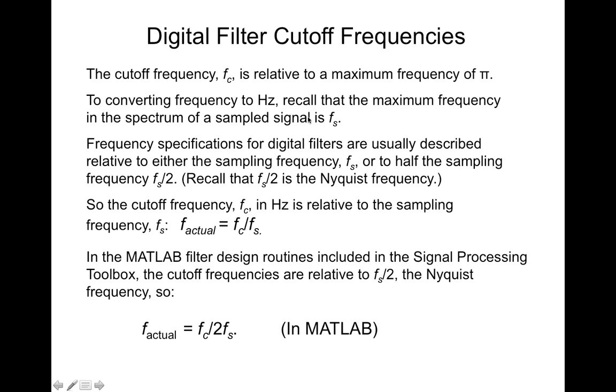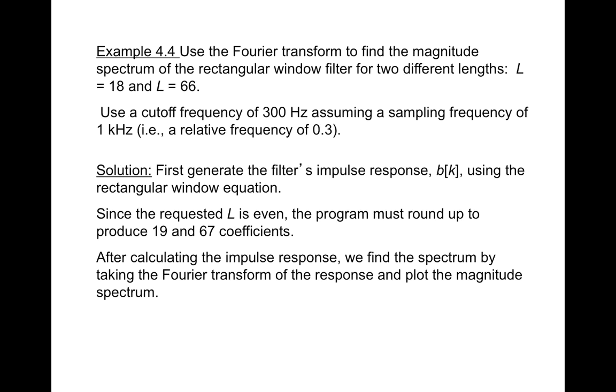So your cutoff frequency is relative to a maximum frequency of pi. And if you then want to convert that to hertz, you have to remember that the maximum frequency in the spectrum of a sampled signal is the sampling frequency. But then typically you want to obey the Nyquist criteria. So you want to define your sampling frequency as sampling frequency over 2, the Nyquist criteria. So the cutoff frequency is relative to the sampling frequency, and the actual frequency then is cutoff over sampling. So if you want to know based on Nyquist your actual frequency, it's the cutoff over 2 times the sampling frequency. All the MATLAB design routines take Nyquist criteria into consideration.